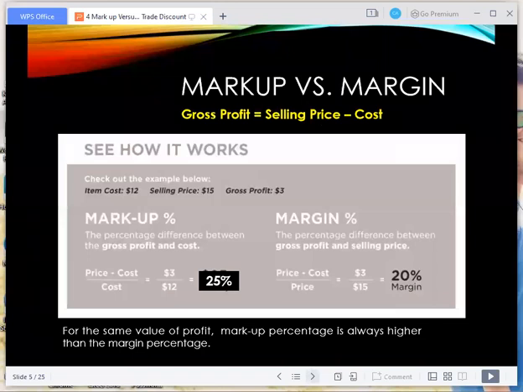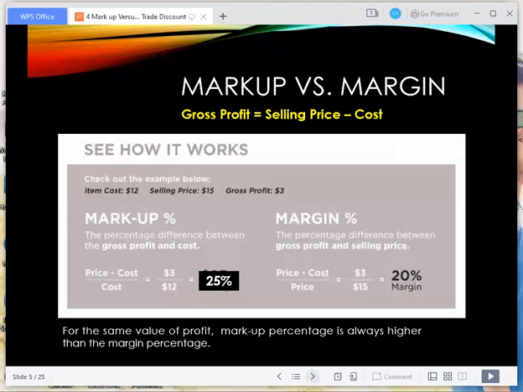So here is an example. Let's try to compare markup percentage and margin percentage. For example, the cost of a certain item is $12 and it was sold for $15. To solve for the gross profit, we need to subtract the cost from the selling price. So the selling price is $15 minus the cost, which is $12. So 15 minus 12, you get 3. That's the gross profit.